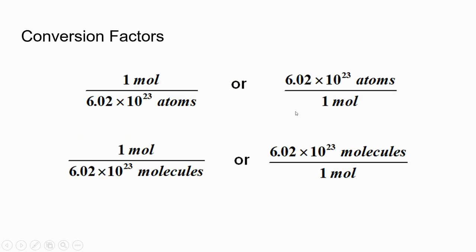So the mole is just a conversion factor. You don't need to write this. This is just to show you that this is like a conversion factor. Like if we have 1 foot, we also have 12 inches, and we can write 12 inches over 1 foot, or 1 foot over 12 inches. So we can write 1 mole for 6.02 times 10 to the 23rd atoms, or 6.02 times 10 to the 23rd atoms for 1 mole, depending on how we need that.